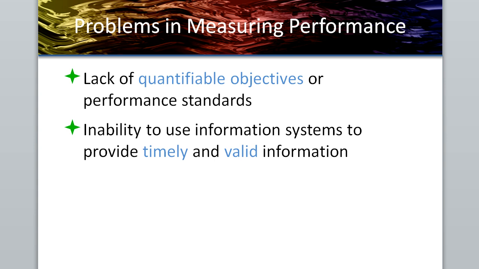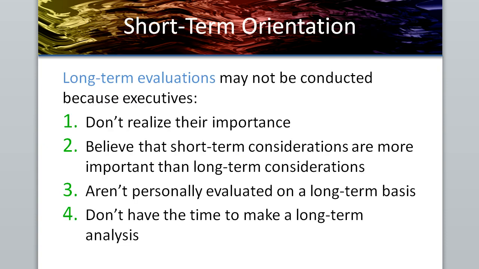So, problems in measuring performance. Sometimes there's a lack of quantifiable objectives to measure certain performances. You just may not be able to tell how satisfied the customer is or what level morale is. Some things are not easily measured. Another problem is the inability to use information systems to provide timely and valid information. Sometimes you just don't get the information soon enough for what you need. Sometimes the information is incorrect or wrong. And these are problems with measuring performance.